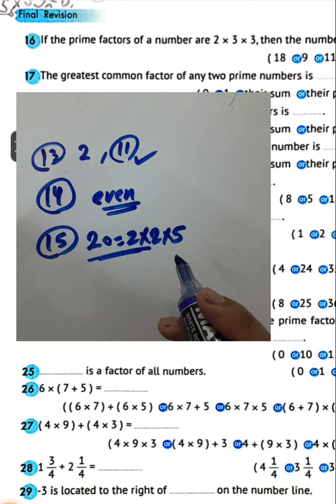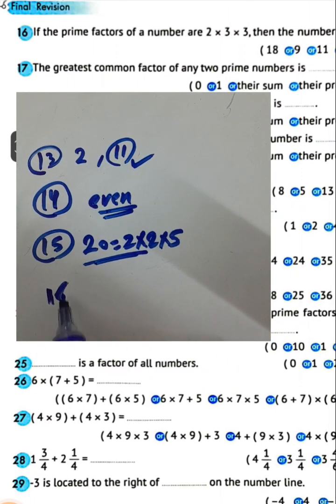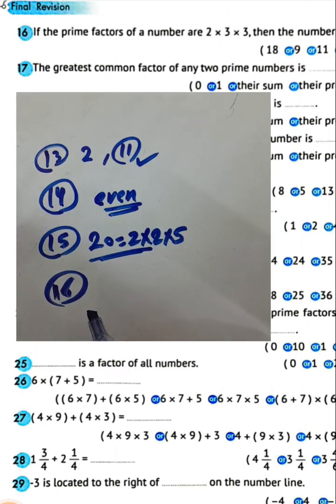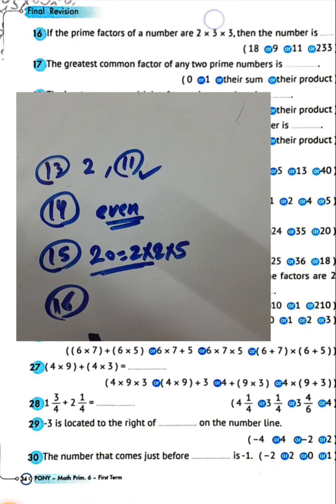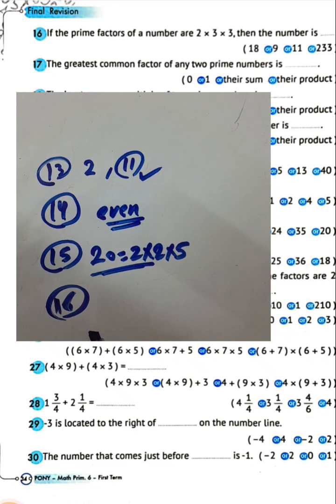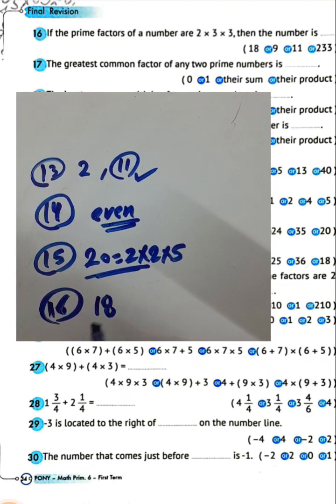Next, question 16. The prime factors of a number are 2 times 3 times 3. Then the number will be what? 2 times 3 equals 6, and 6 times 3 equals 18. Then the number here will be 18.